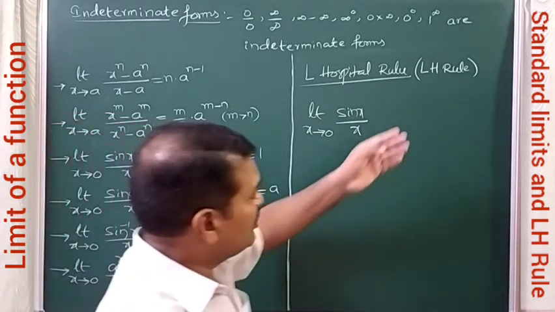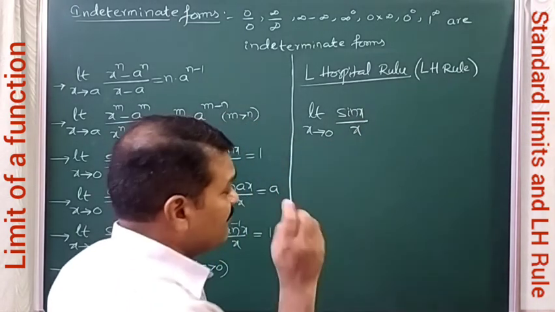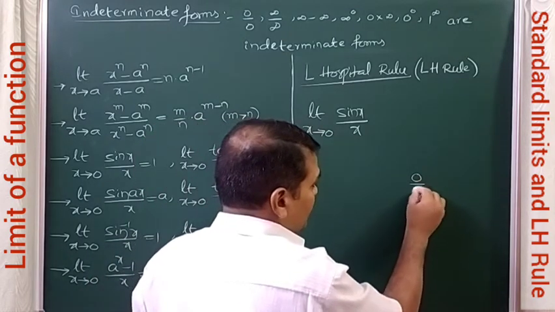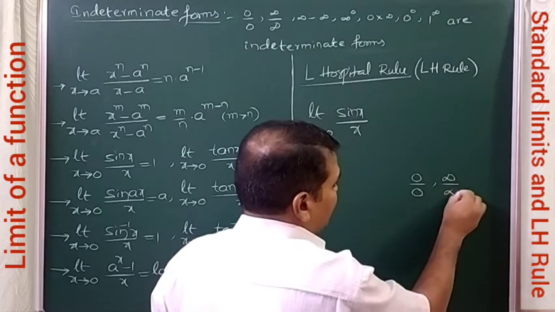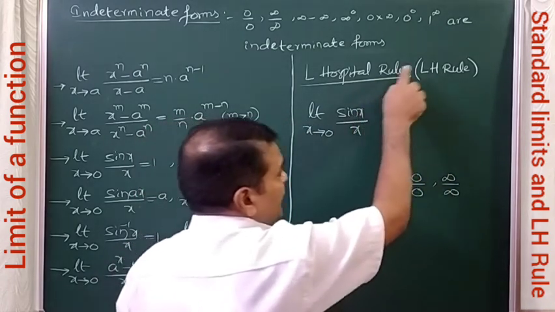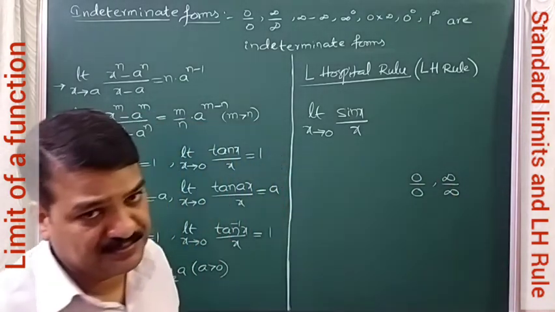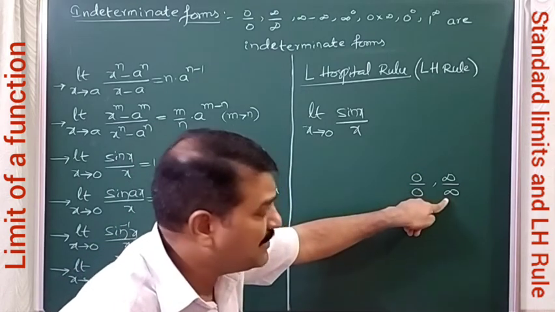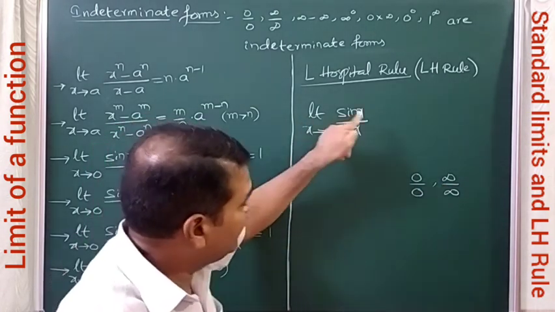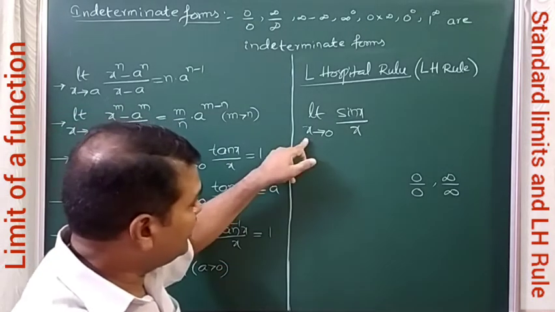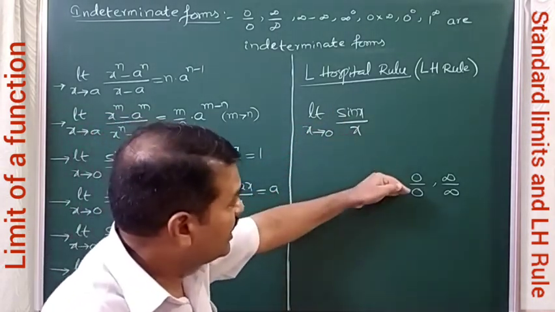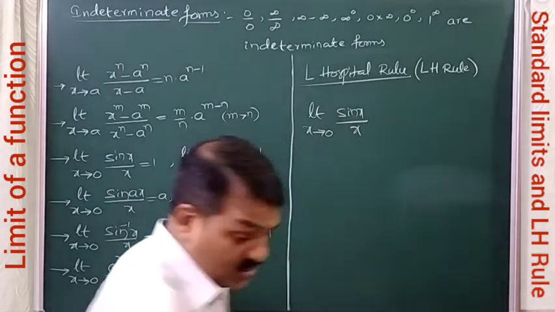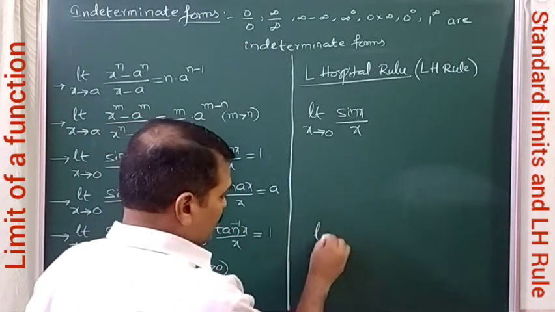So what is the application of the LH rule? Whenever directly you are substituting, if you get 0 by 0 or infinity by infinity form, you can apply this LH rule, which we are going to discuss now. We can apply this only when you get 0 by 0 or infinity by infinity form when you directly substitute. So definitely you are getting a 0 by 0 form, so you can apply this rule. I will discuss the rule first.